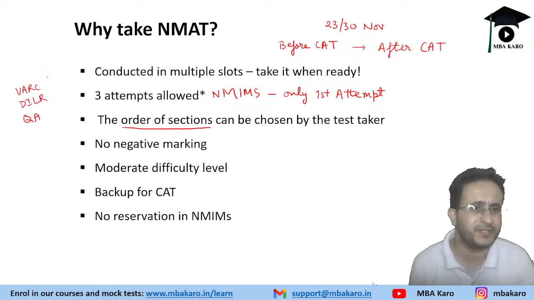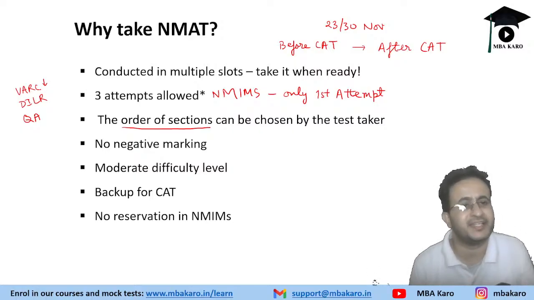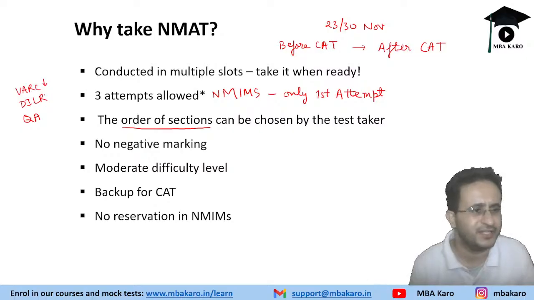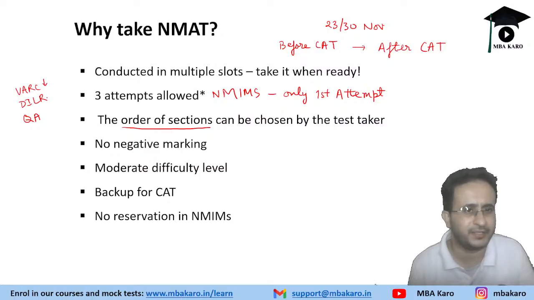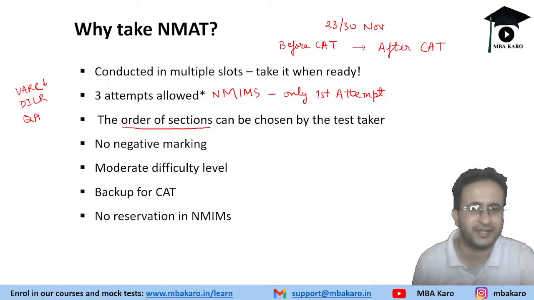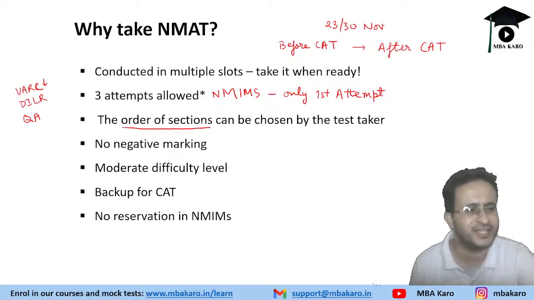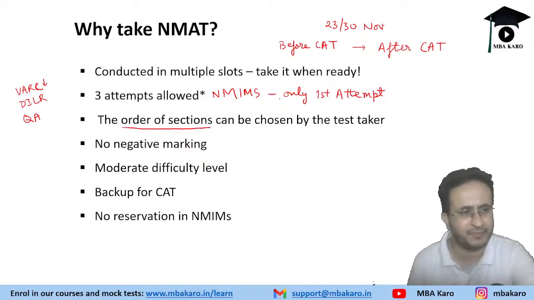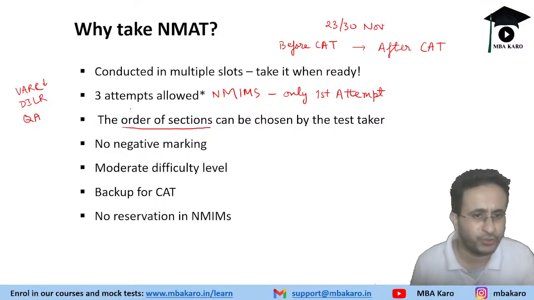Suppose a person is weak in VRC. They are not able to do well on the section, and as a result they spoil the rest of the paper. They get nervous, anxiety attacks them during the paper, and they end up wasting a lot of time on the other sections. But here you have the advantage that you can choose the order of sections, and based on your strength you can attempt the test.